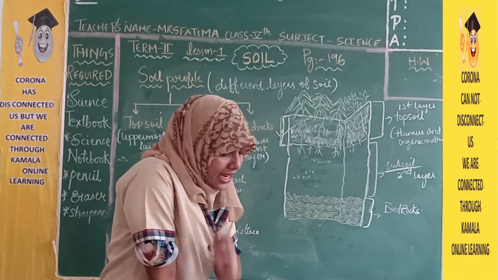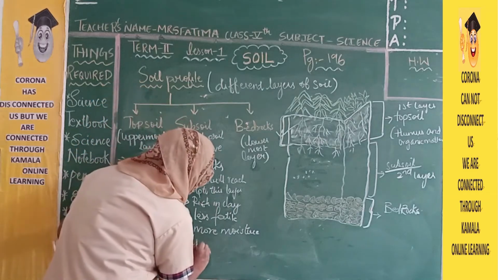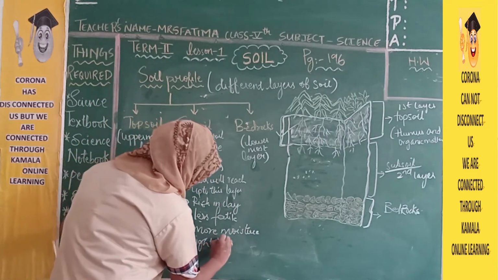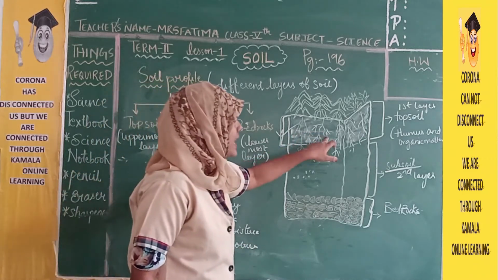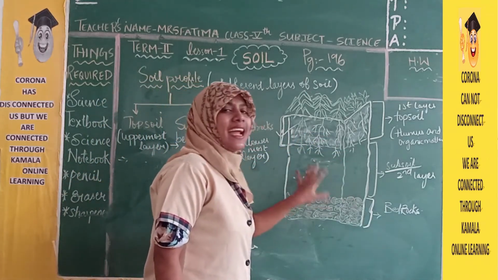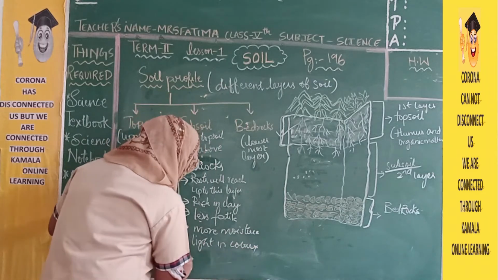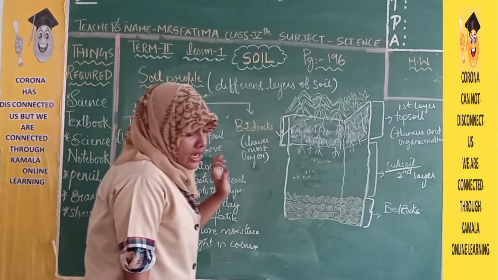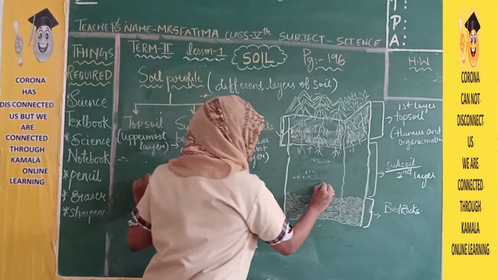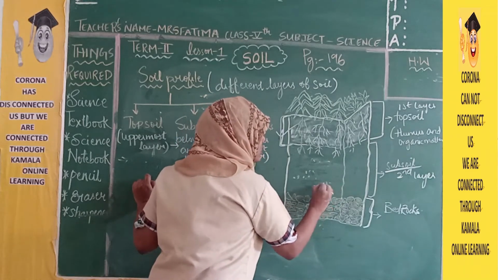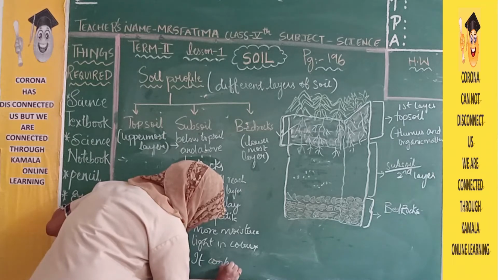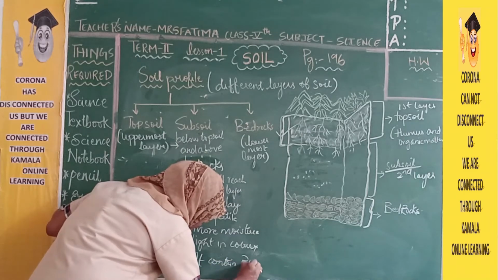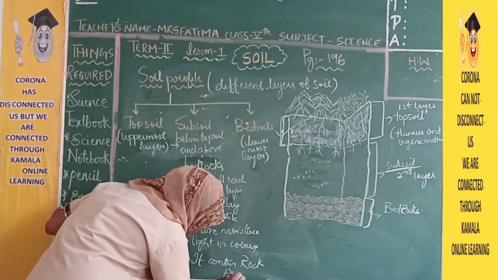It's generally light in color. Topsoil was dark in color, subsoil is light in color. Then we will see it contains rock particles. Can you see small particles, children? These are known as rock particles. It contains rock particles.